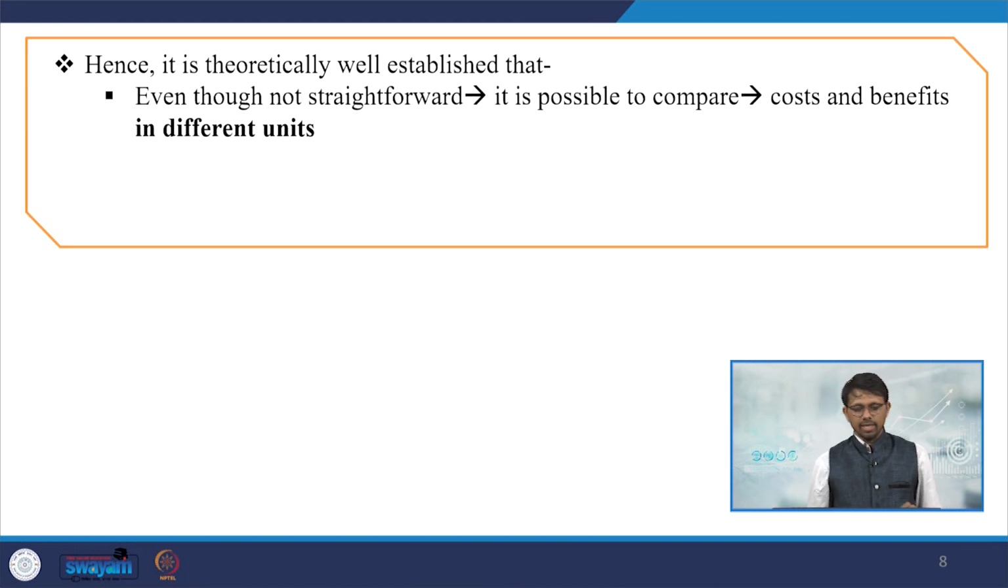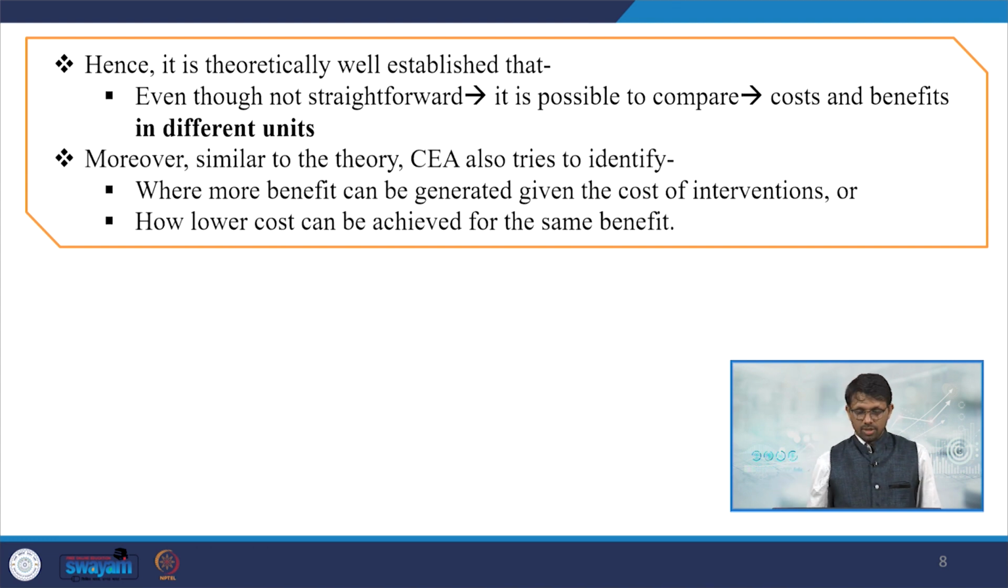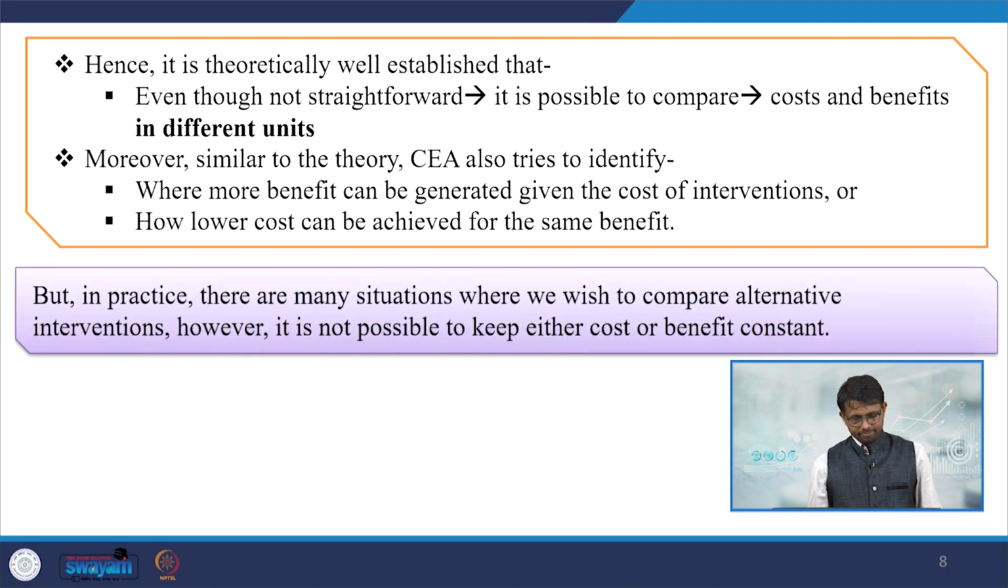Hence, it is theoretically well established that, even though not straightforward, it is possible to compare costs and benefits in different units. Moreover, similar to the theory, this method, that is CEA, also tries to identify where more benefit can be generated given the cost of an intervention, or how lower cost can be achieved for the same benefit.